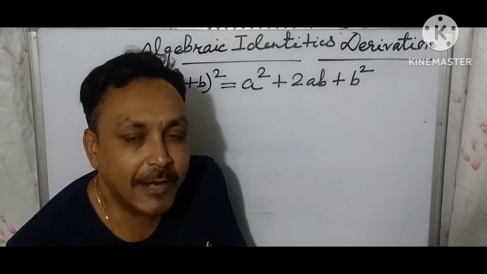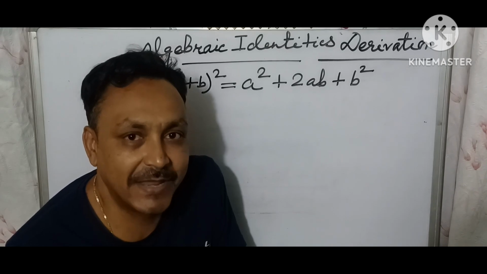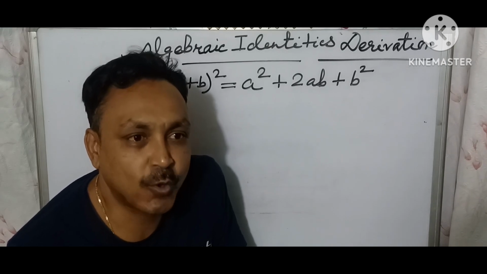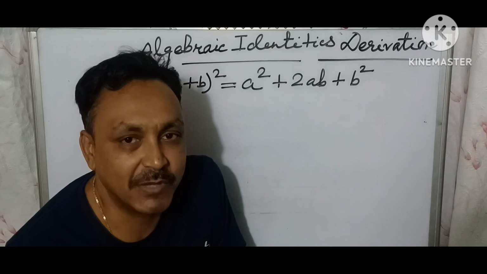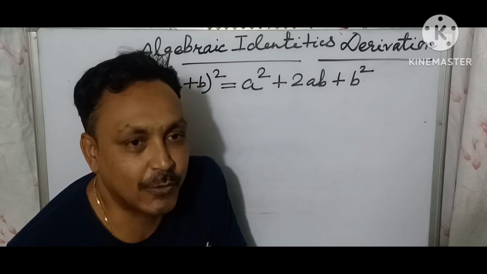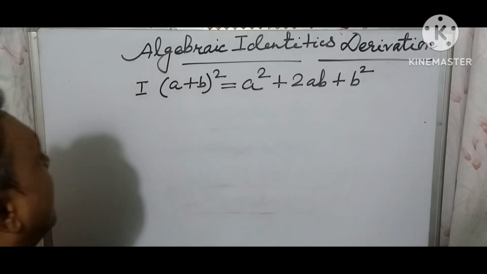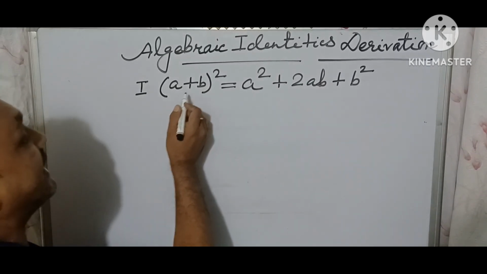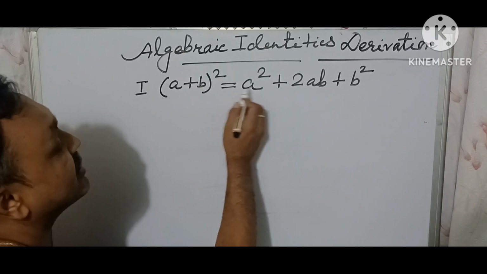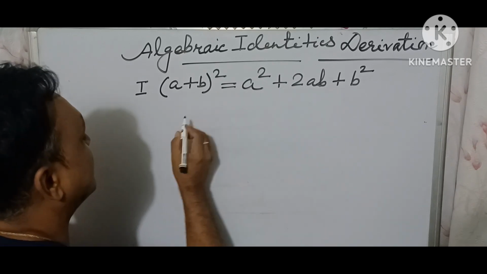So today's class we are going to derive the first algebraic identity, that is the square of binomial (a + b)², and that is equal to a² + 2ab + b². Let us start. So first identity, that is (a + b)², this is equal to a² + 2ab + b².